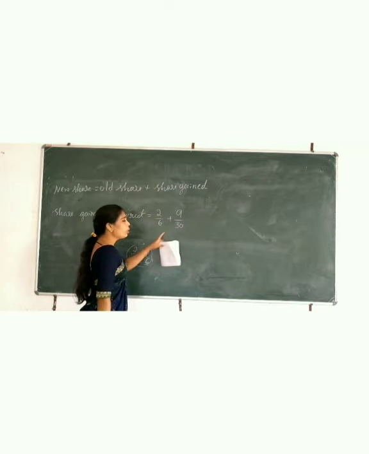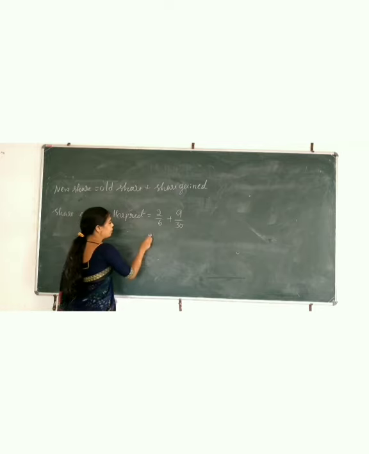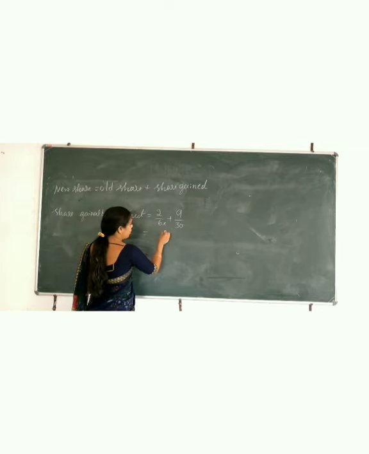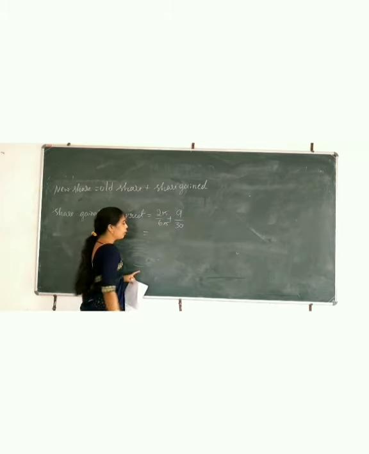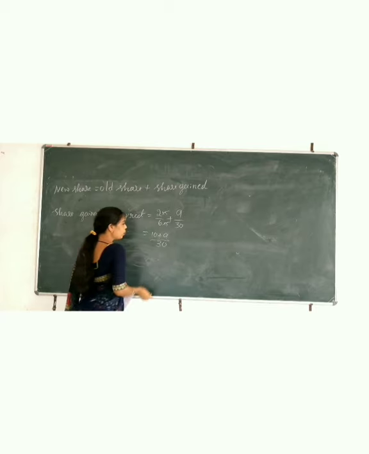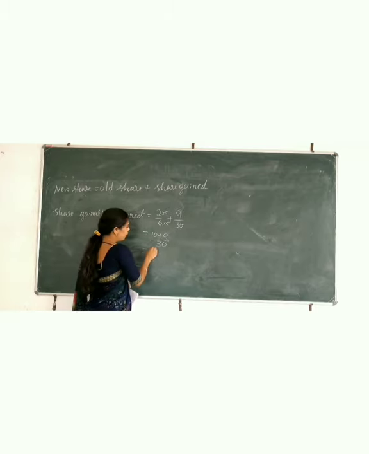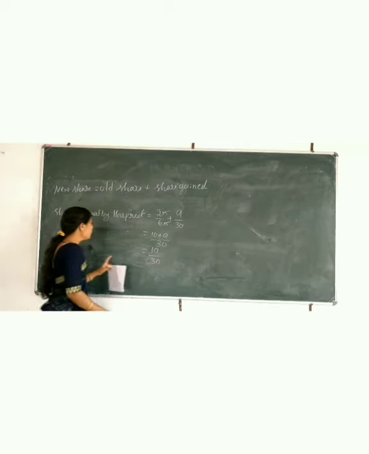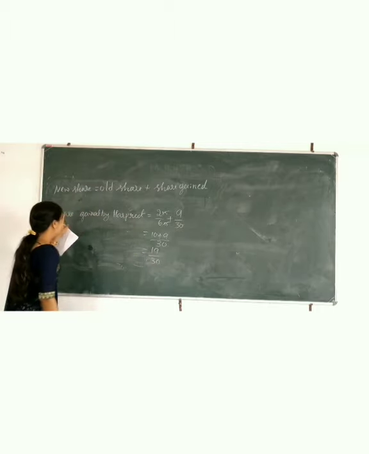We need to equalize the denominator. That's why we multiply: 6 fives are how much? 30. So 6 into 5, and the numerator also we multiply with 5. So the denominator is 30, and 5 into 2 is 10, plus 9. How much do we get? 19 by 30. This is the new share of Harpreet.